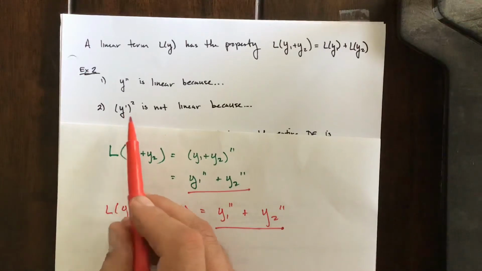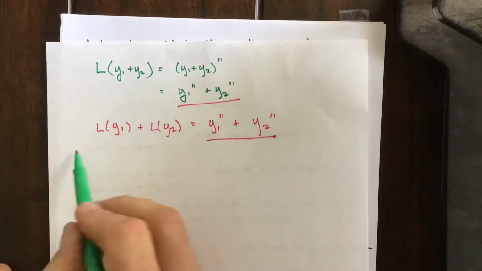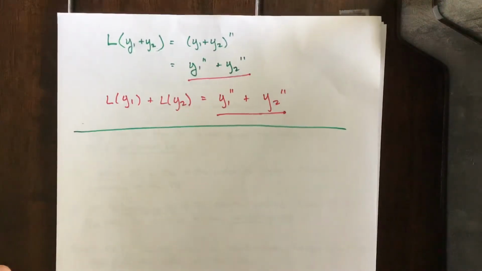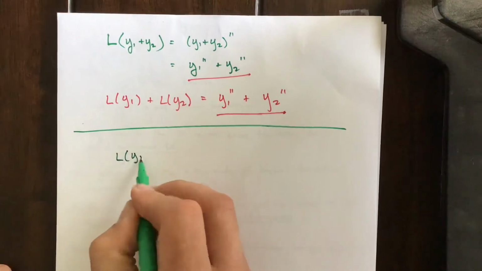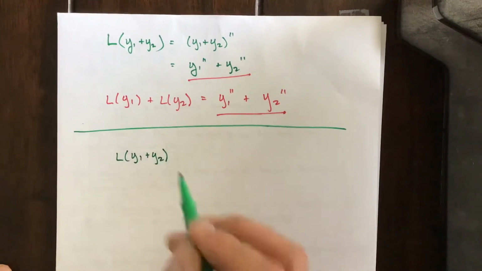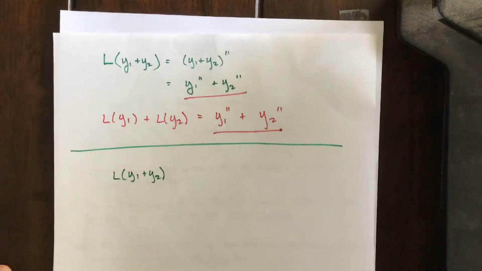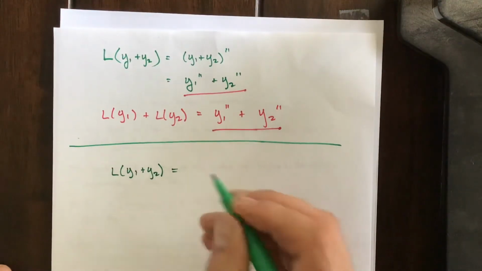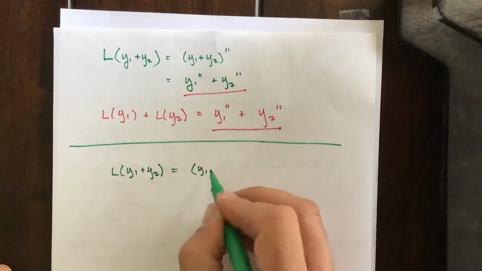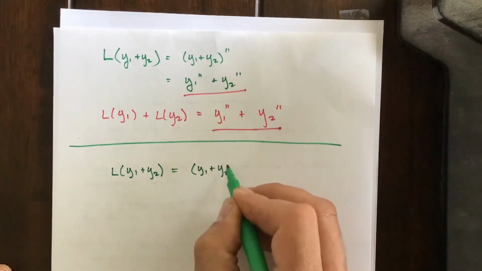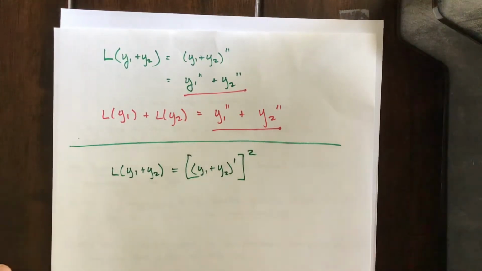So what about y1 prime squared? It is not a linear operator. Let's look at that. L of y1 plus y2. What does the operator say? It says take the derivative and then square it. So we're going to take the derivative of y1 plus y2, and then after that, we square that result.